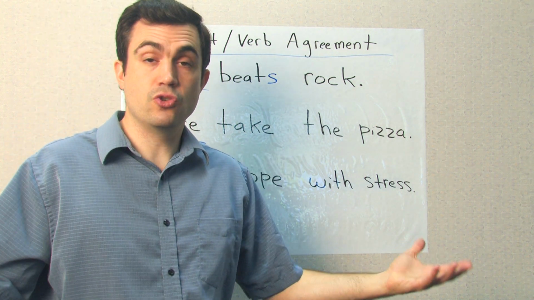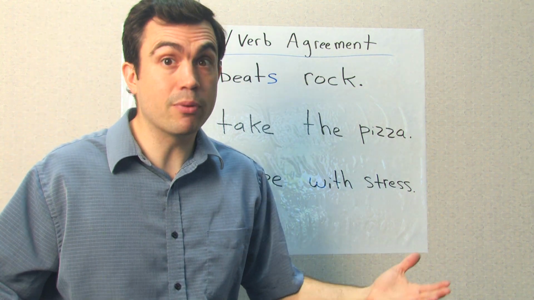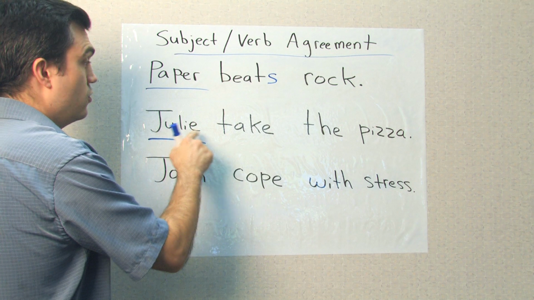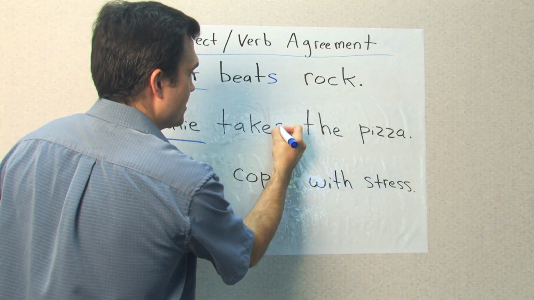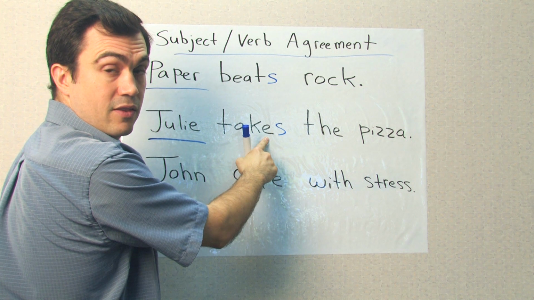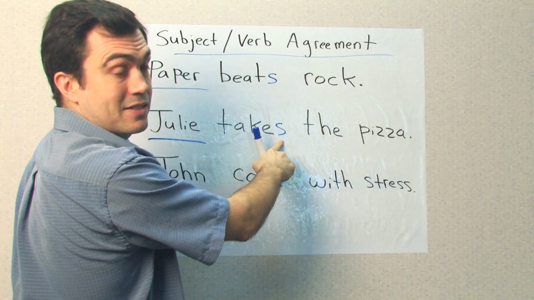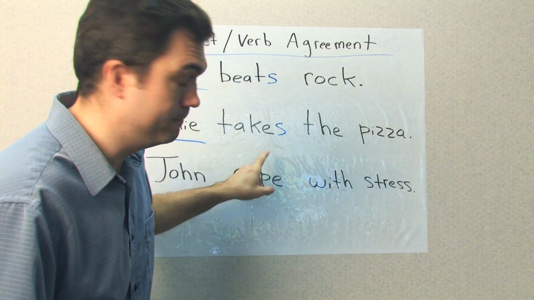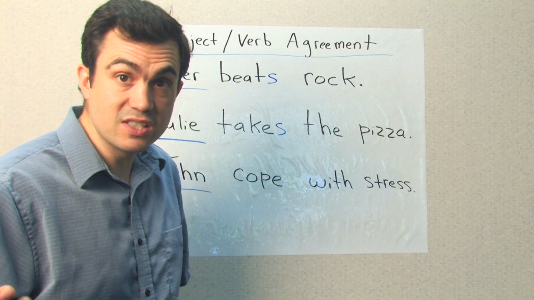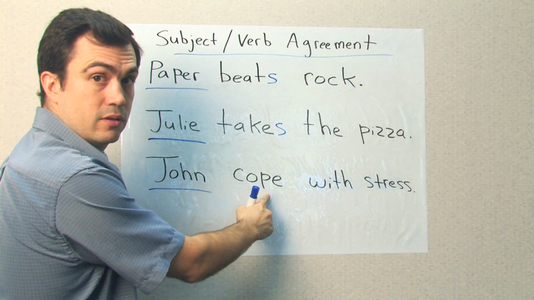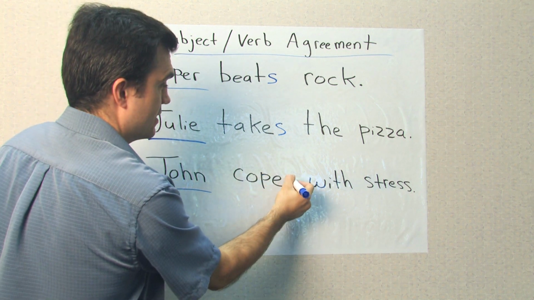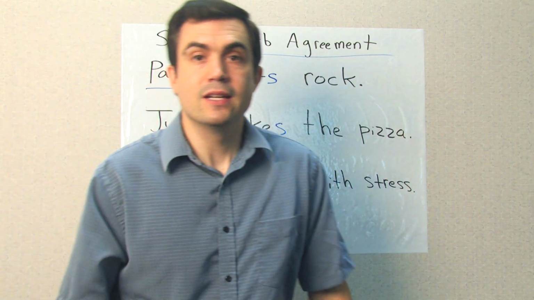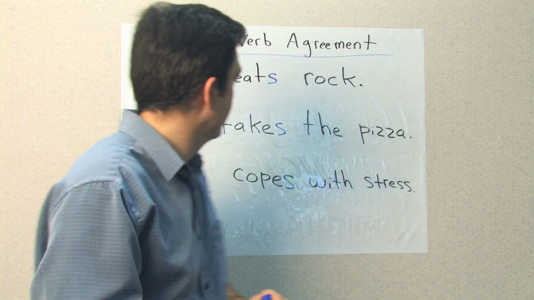Julie. Julie is the subject. Julie is a noun, a proper noun. Is Julie singular? Yes, it's just Julie. Julie takes. There's already an E, so just add S. Julie takes the pizza. Singular, singular. Good. John, singular. Cope. Copes. John copes with stress. Good. Now, listen to the sound.